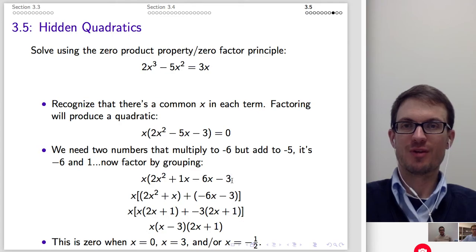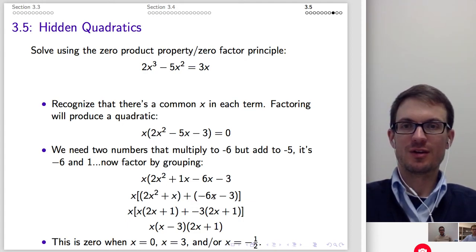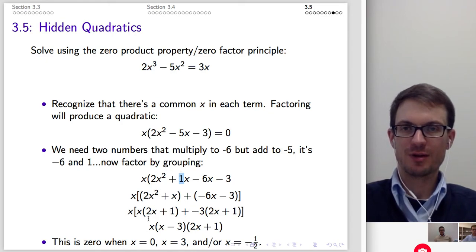So I actually should have more parentheses. Sorry about that. But anyhow, we've done it correctly here. Let's group together the 2x squared plus x, so this should be 2x squared plus x, and then minus 6x minus 3. So I'll fix this for the slides on Canvas, so don't worry about that. But this is actually what it looks like.